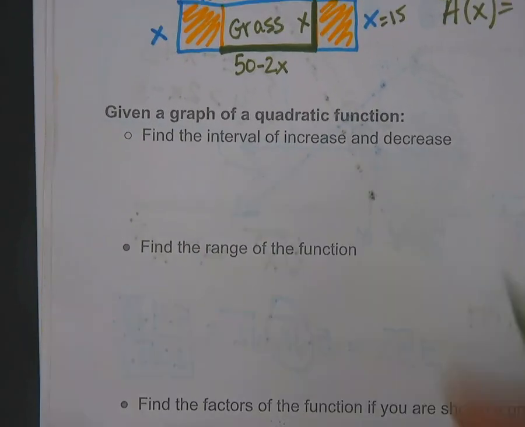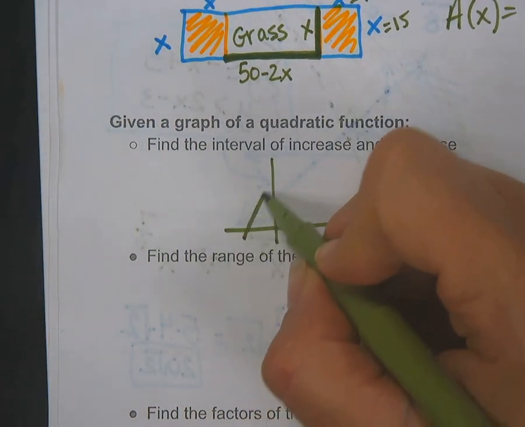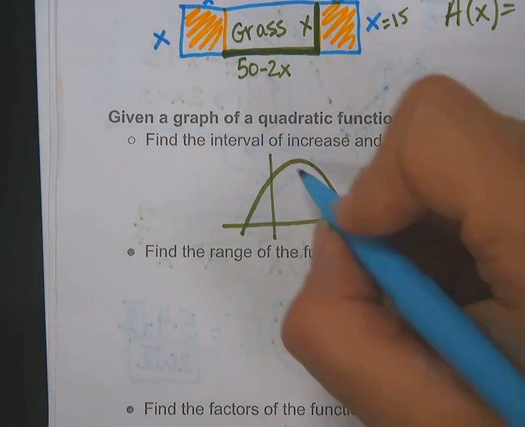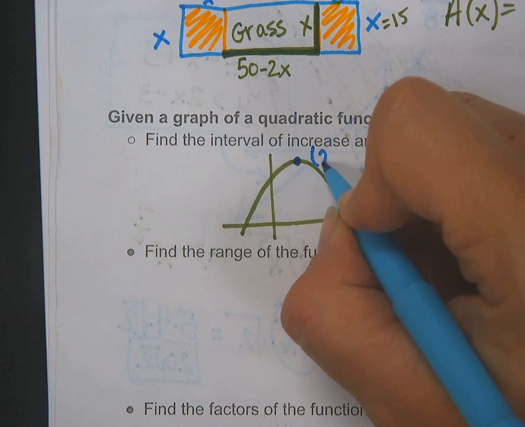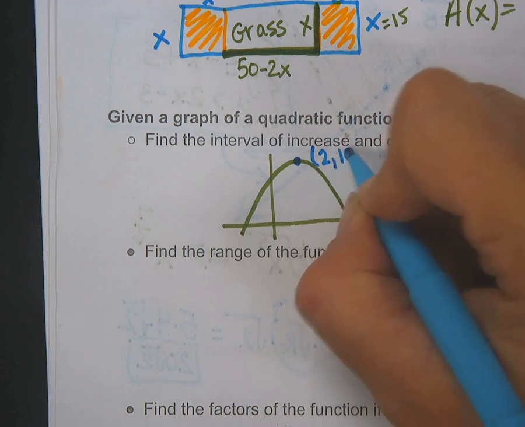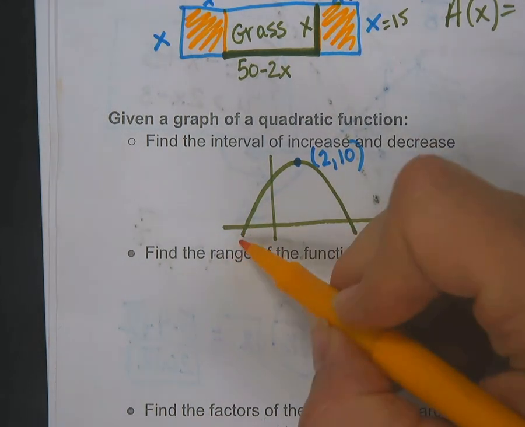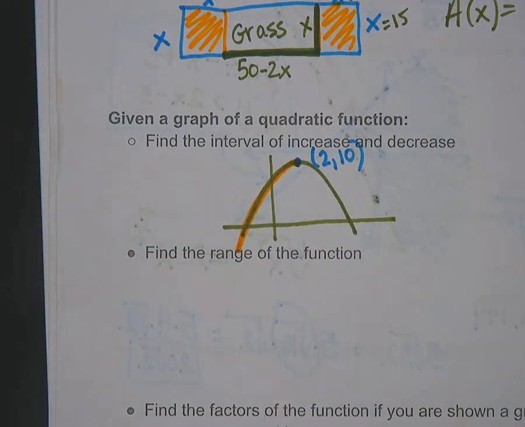Okay, the next part, still have a lot of people that get confused on this. When you deal with a quadratic, let's say that this vertex point is at the point 2, 10. To find the interval of increase, you first have to locate what portion of the graph is increasing. So as you move left or right, it's going upward.